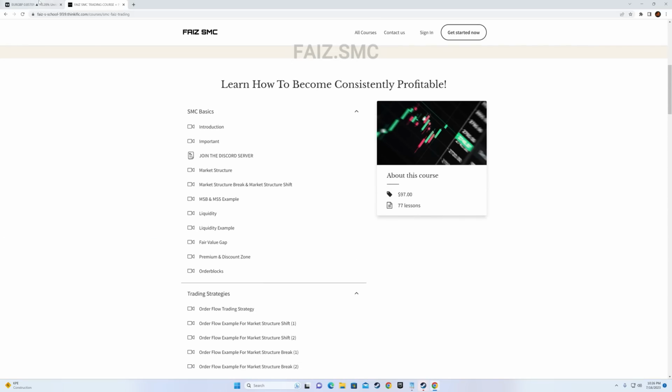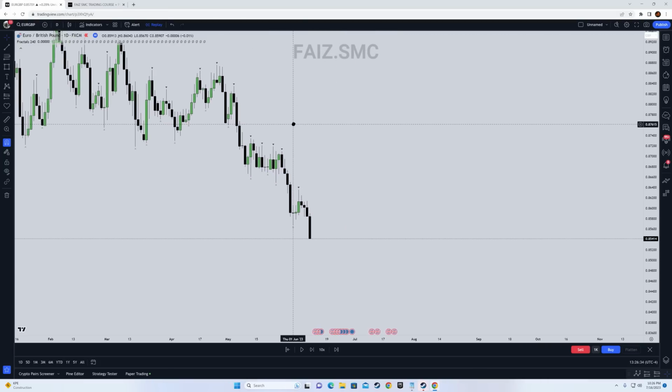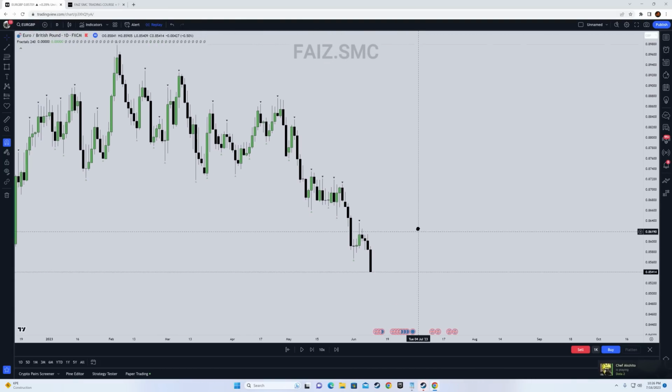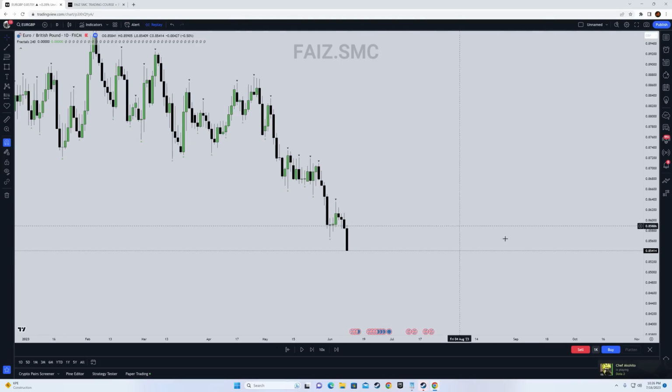Yeah, let's not waste any more time. Let's go on with the example. As you can see right now, I'm looking at Euro GBP. The order flow is clearly bearish at the moment. So remember, we are only going to trade with the trend.